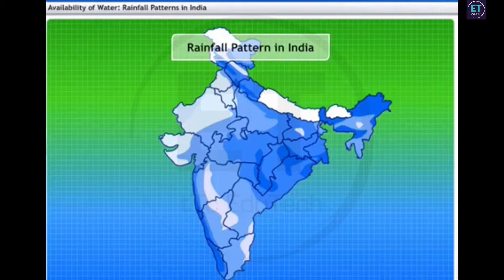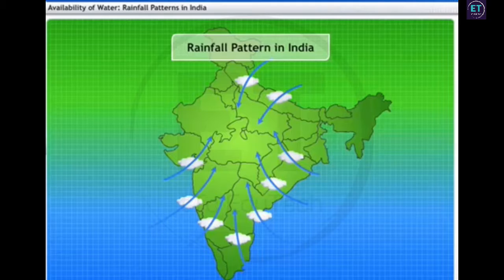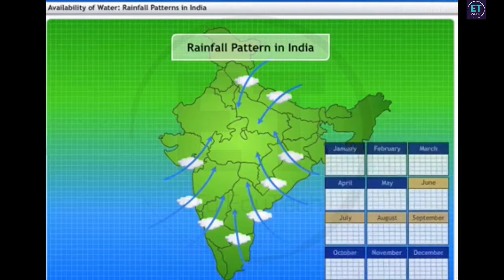The rainfall pattern in India differs in different geographical regions. Tropical regions receive more rainfall compared to desert regions. Rains in India are largely due to the monsoons, which come only for a few months, generally between June and September.